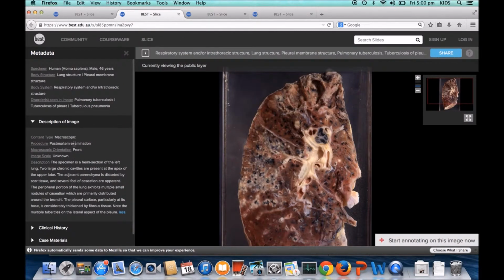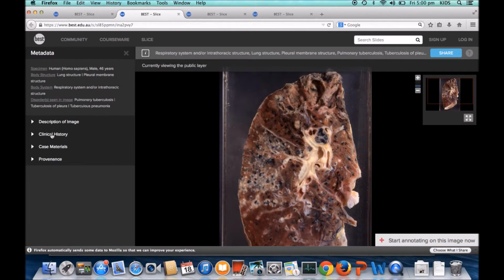You'll notice that some fields are marked as unknown, because for some specimens, our contributors don't collect that level of information. In order to make images easy to find, we really only need to know the type of image, the body structures present in the image, and the disorder where relevant. But we've made sure we can capture the extra information where possible to enhance the value of the resource for everybody.